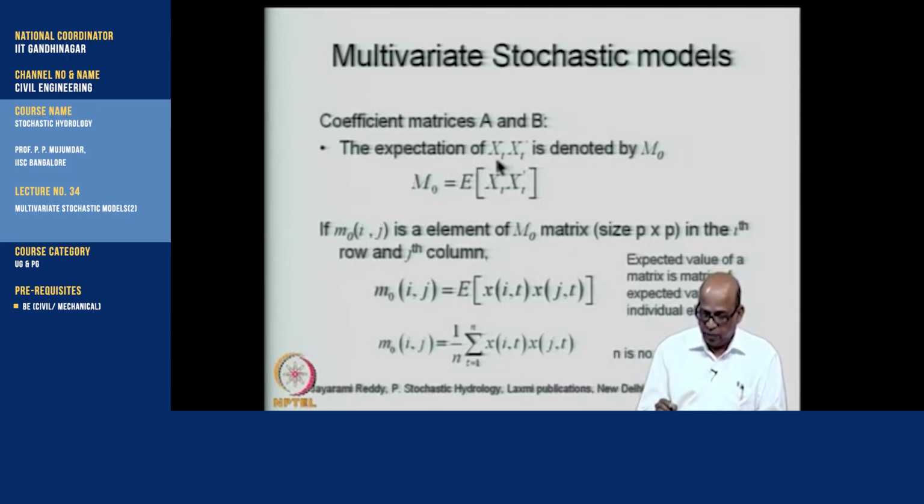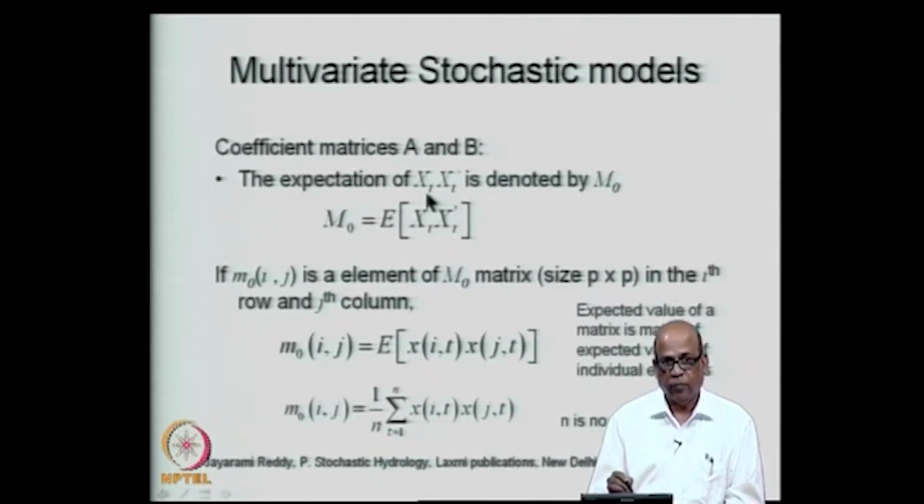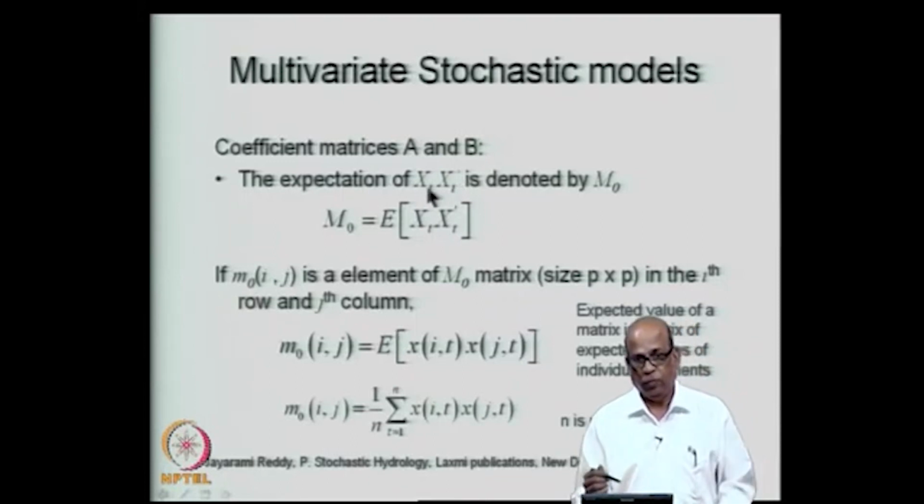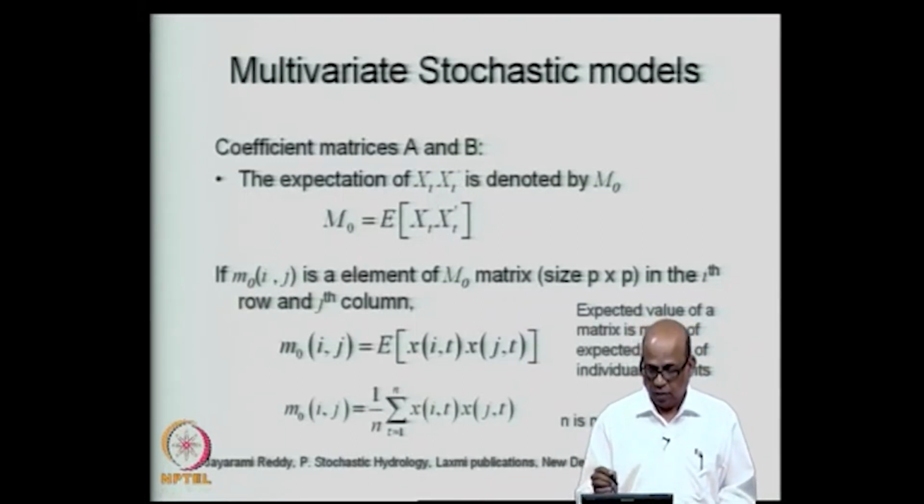Let us say we take the product x t x t dash. X t is a p by 1 matrix, and x t dash will be 1 by p. So, you will get a p by p matrix. We take the expectation of this matrix, x t dash being the transpose of x t, and we denote it by m 0. Why m 0? We are taking x t and x t itself, that is the same time period.